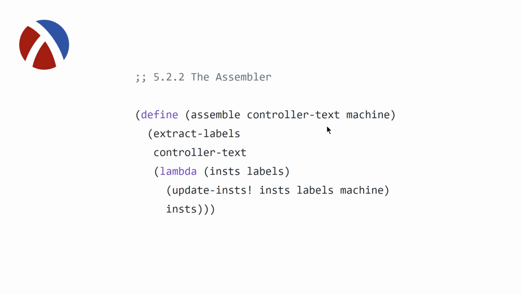We only, I believe, had the two labels in our GCD: test-b and done. But in later examples, we're going to see controller texts that involve more labels. I believe that's the second exercise we'll be looking at. We're also passing the controller text to this, and also this lambda here, which is updating each of our instructions by calling update-insts!.